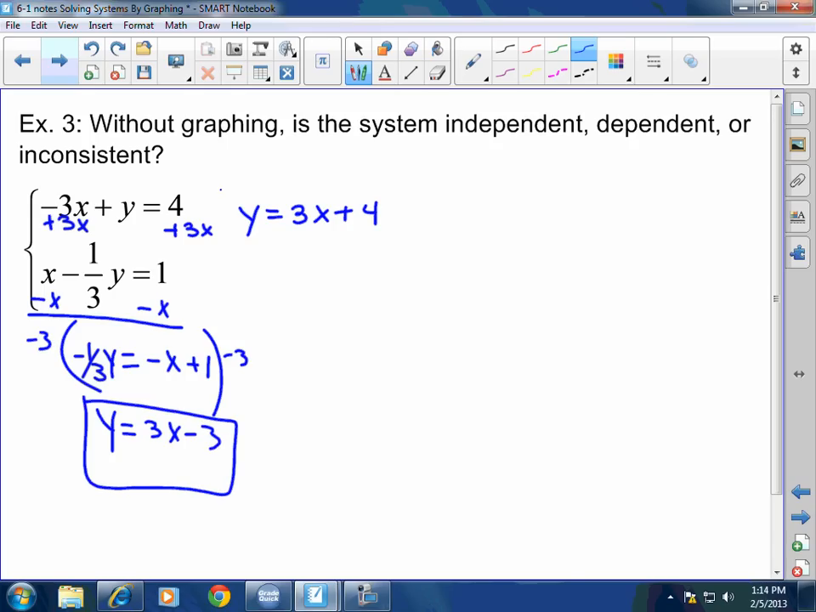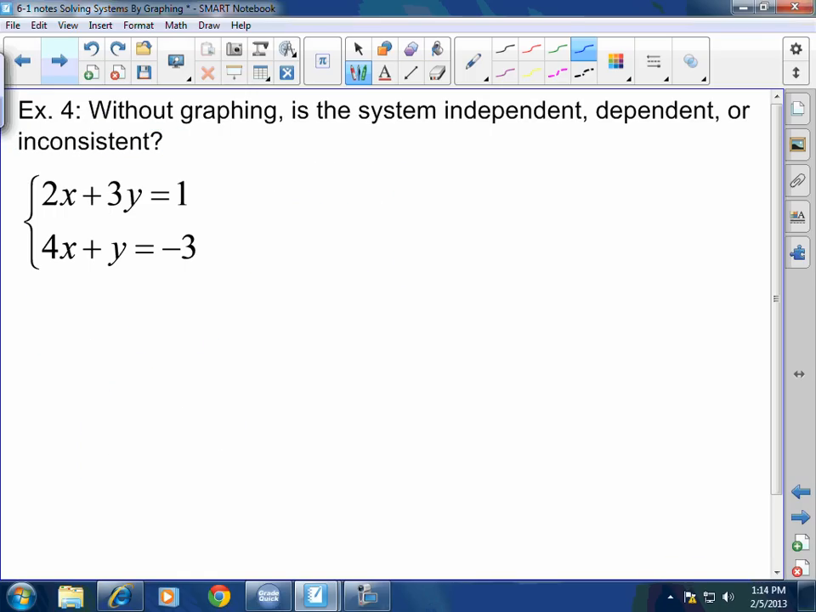Okay. What can you tell me about the slopes here? They're the same. Are the y-intercepts the same? So is this the same line? They're parallel, no solution, so it's inconsistent. Very good. Very good. Next.